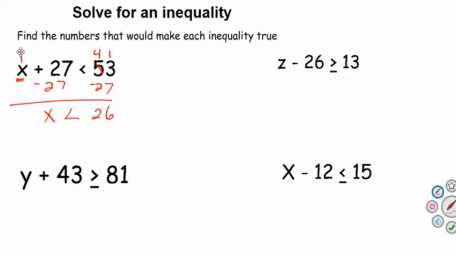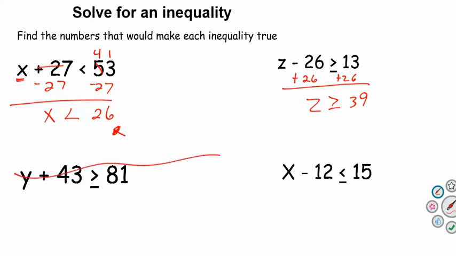So if I put in 1 here, that's 28. Yep, that's less than 53. But if I put in 100, 100 plus 27 is 127, which is not greater than 23. So this way tells me all of the numbers that are going to make it work. All right, let's go over here. Add 26 to both sides. So I'm left with z has to be greater than or equal to, solve that, 39.